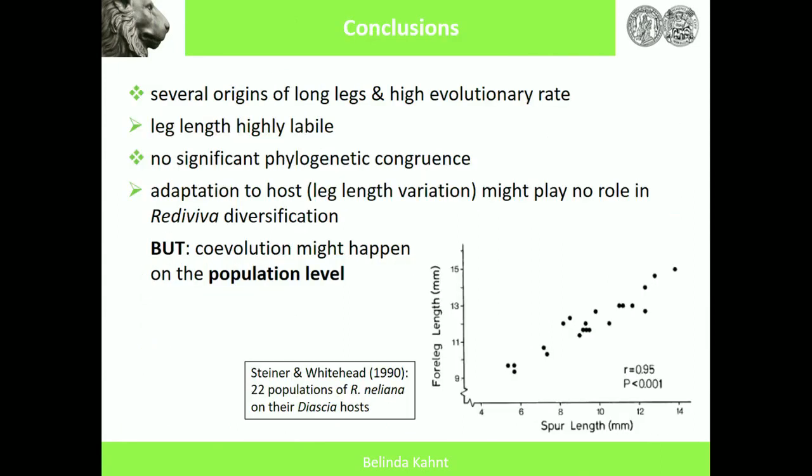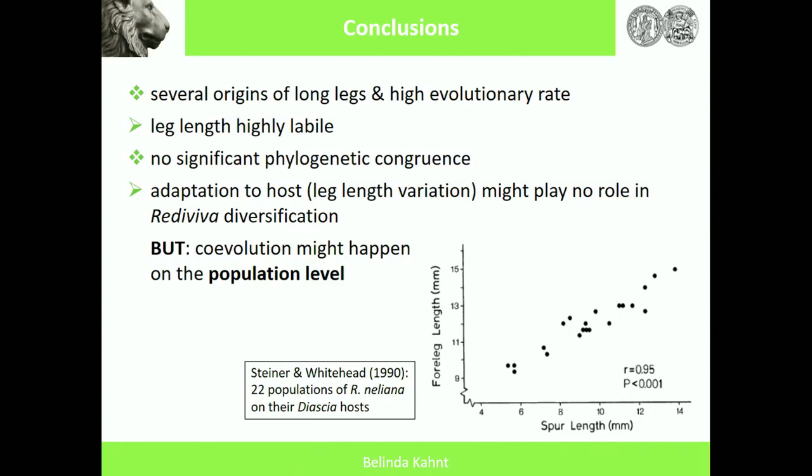So, to just sum up, what did we find? We found several origins of long legs. We also found that leg length is evolving really fast, so it's probably a highly labile trait. We didn't find any significant congruence between the plant and the bee phylogeny, suggesting that probably the leg length variance, so the adaptation to the host plant, doesn't play such an important role in Rediviva diversification.